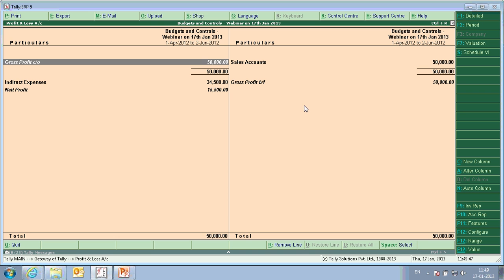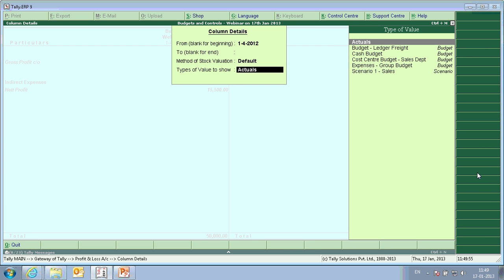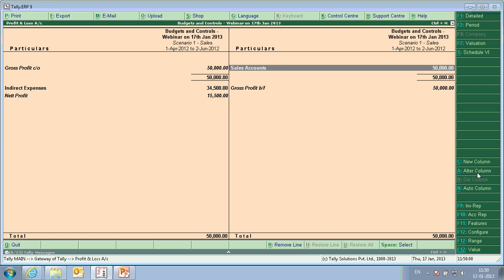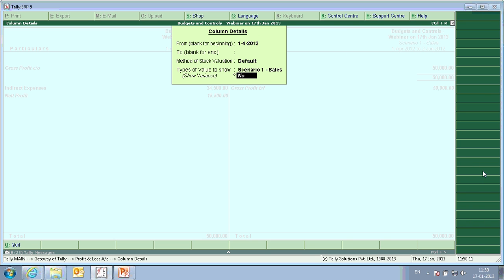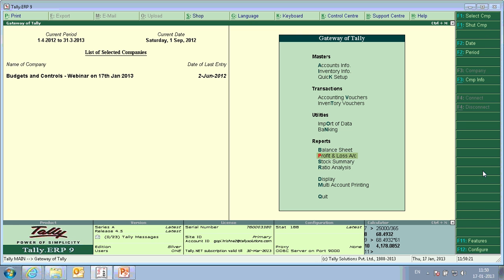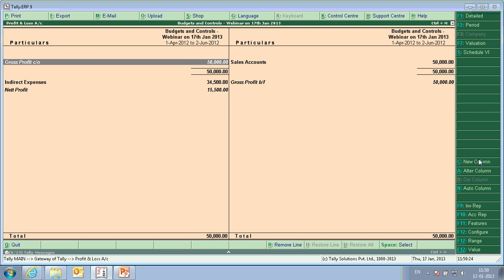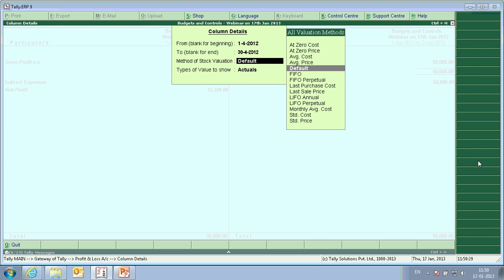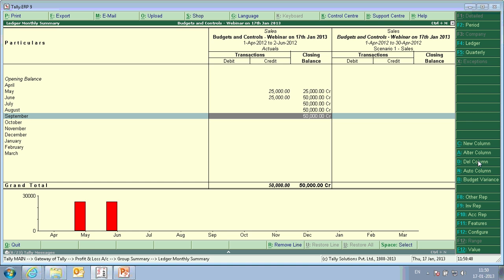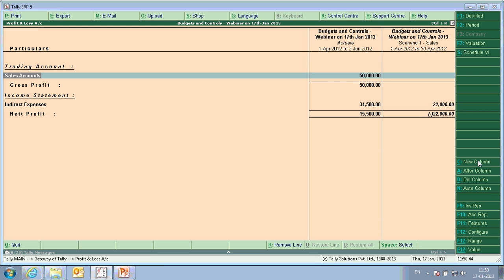Okay. So now what happens here, I can have a scenario. Let us say I will say alter column. So here I have a scenario, okay, saying scenario 1 sales. If you say show variance, it will show variance. No, wait. Yeah, one sec, I'll come back to you. Wait. So it will show here. Let us say new column. So here I should get the scenario.